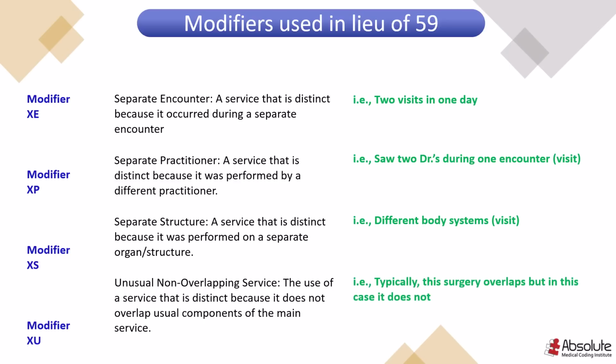This seems like it's difficult. It's not. It just means that typically the surgery overlaps, but in this case, it doesn't. And I'm going to give you an example. Now, just want to tell you that you are to use these modifiers in the real world if applicable. They say don't use modifier 59 if any of these XE, XP, XS, or XU is more appropriate. Now, let's have a grown folks discussion on modifiers.